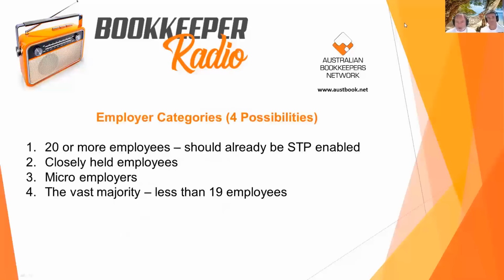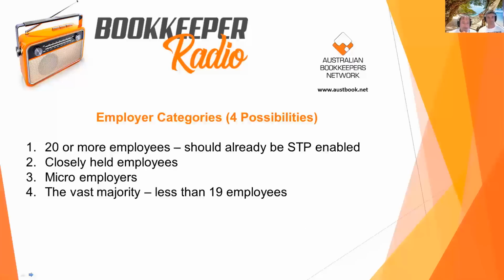Brilliant. Okay, so with single touch payroll, we've got 4 distinct employer categories. We can see them listed there. There's those employers where they have more than 20 employees, and these guys should already be well and truly STP enabled. In fact, they're reaching the end of their first STP year, and they'll be looking to get through their finalisations in their first year end. The next group is what we would call closely held groups. That's where employees are closely held, they're connected to the employer, typically family members. We've got another category called micro employers, and these are employers that have got 1 to 4 employees.